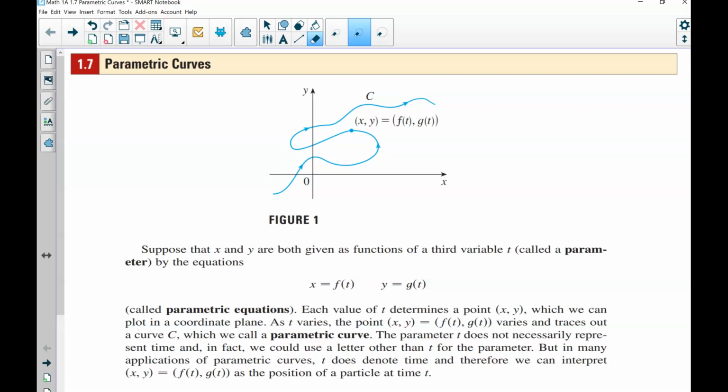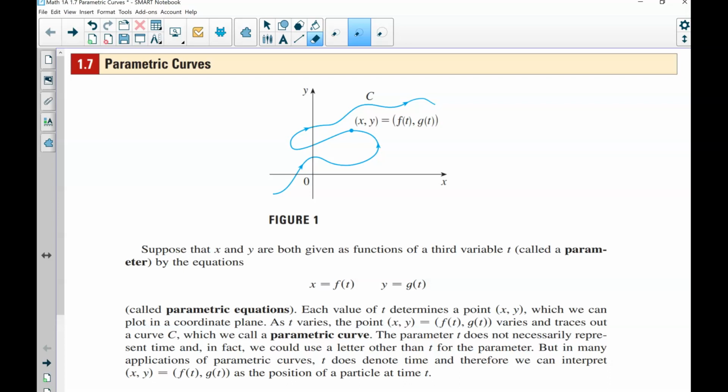Section 1.7 Parametric Curves. Let's take a look at this figure here. Imagine that a particle moves along the curve C. It is impossible to describe C by an equation of the form y equals f of x because C fails the vertical line test. But the x and y coordinates of the particle are functions of time, so we can write x is equal to f of t and y is equal to g of t.